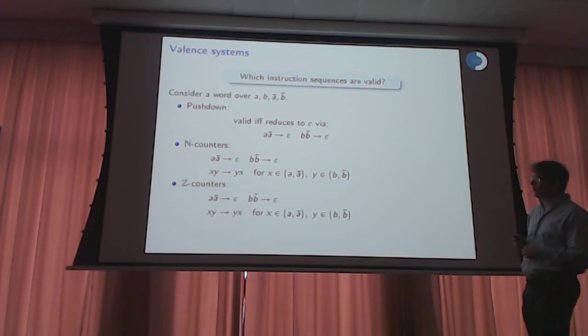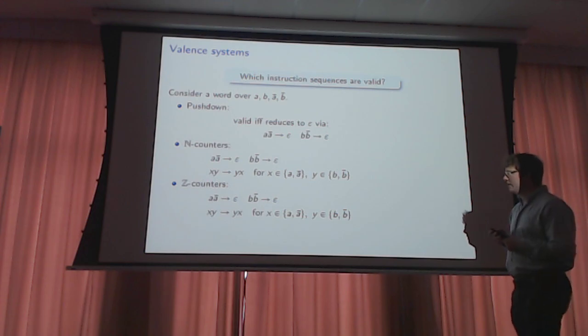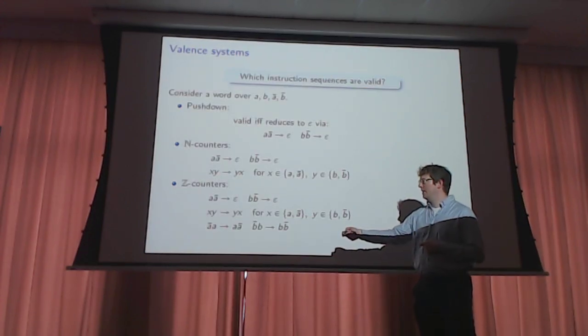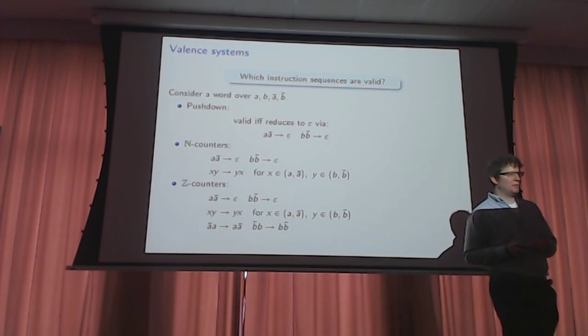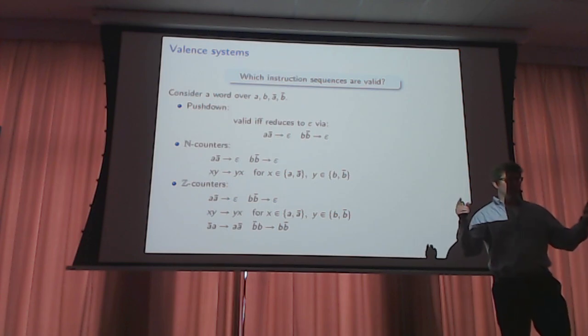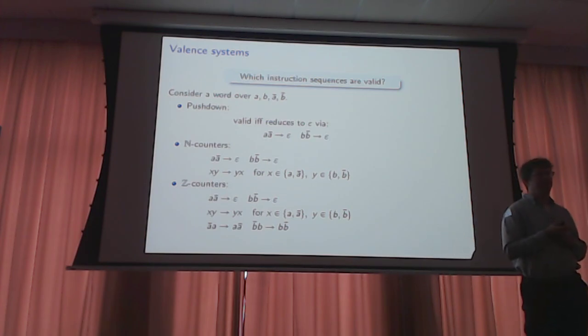You can even do this for Z counters, but then you need another rule, which is that you can now also flip A bar A and A A bar. Because now it doesn't make a difference if you first subtract and then add. So if you just have one Z counter, then you have a valid instruction sequence if and only if you have the same number of A's as A bars.